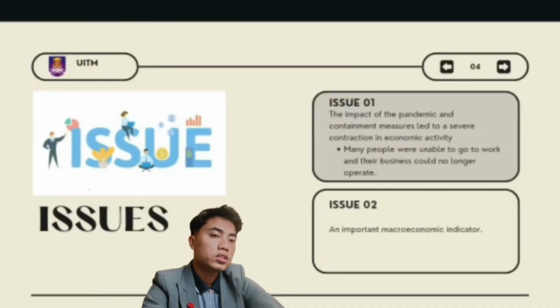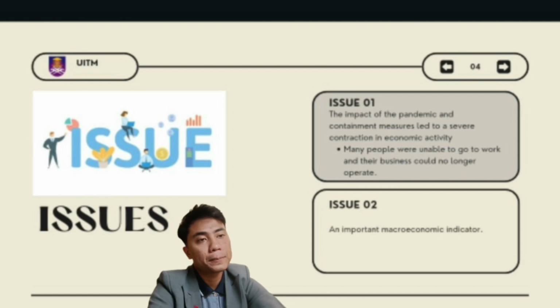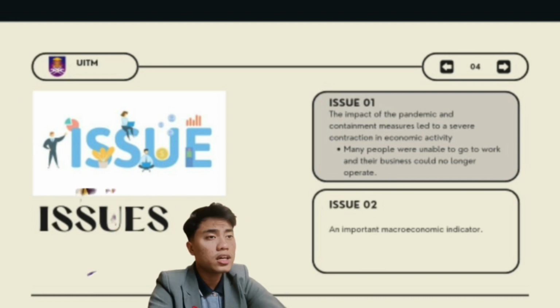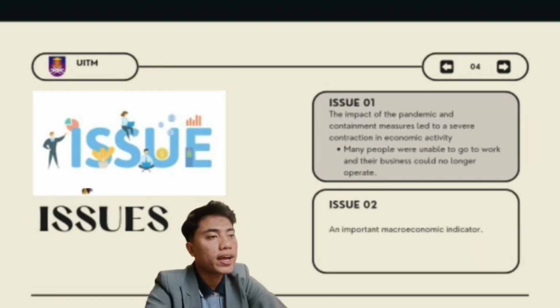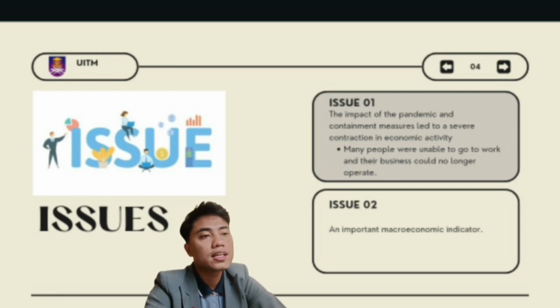Issue number 2 is important microeconomic indicators. Actually, what is the meaning of microeconomic indicator? Microeconomic indicators are statistics that measure the overall health of an economy. They are used by economists, businesses and governments to track economic activity and make predictions about future economic growth.